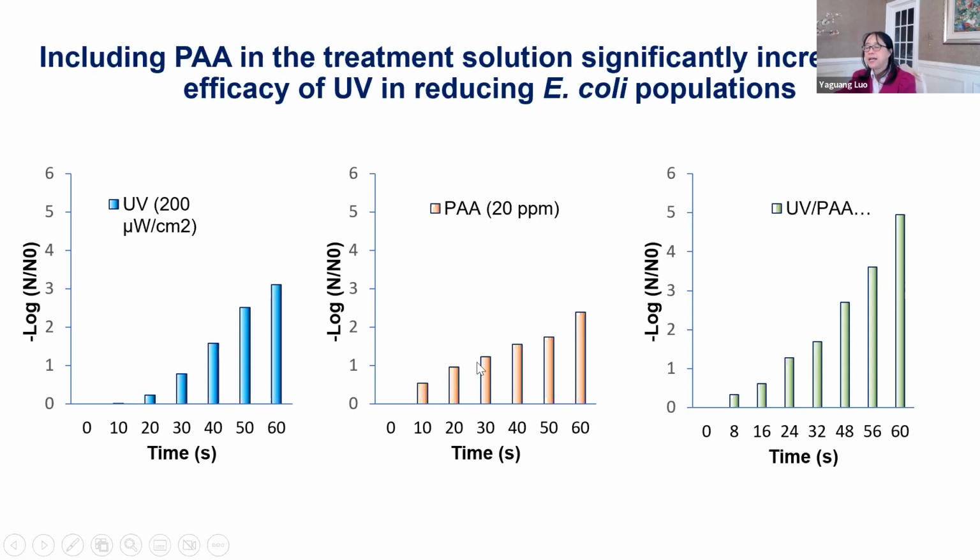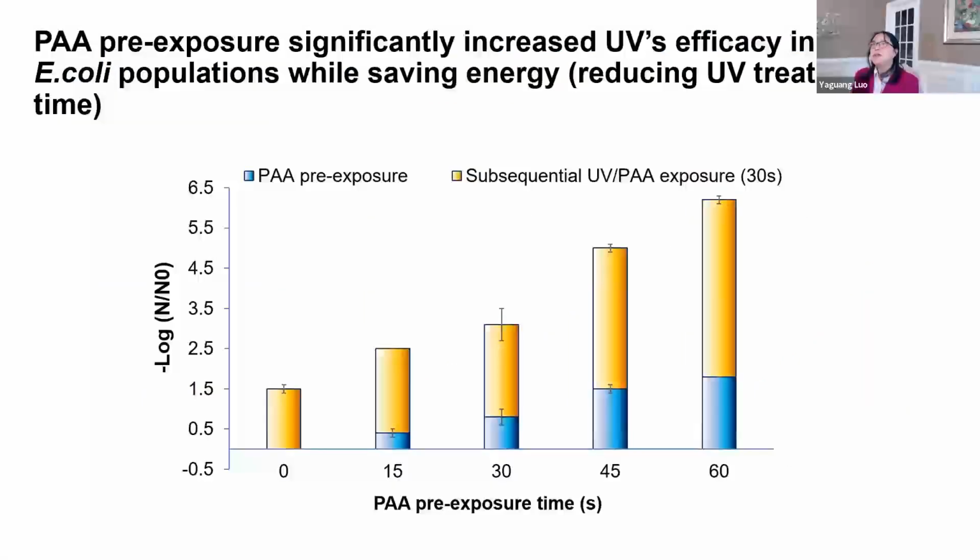With the PAA, as you can see, also at the same concentration, with the increase in exposure time, you do increase the microbial reduction. On the combination of PAA and the UV, you saw even more reduction on the E. coli counts. But again, as I said earlier, by increasing the UV exposure time, you come at the expense of the energy cost. So next study, we want to say, what if we separate the UV and PAA treatment?